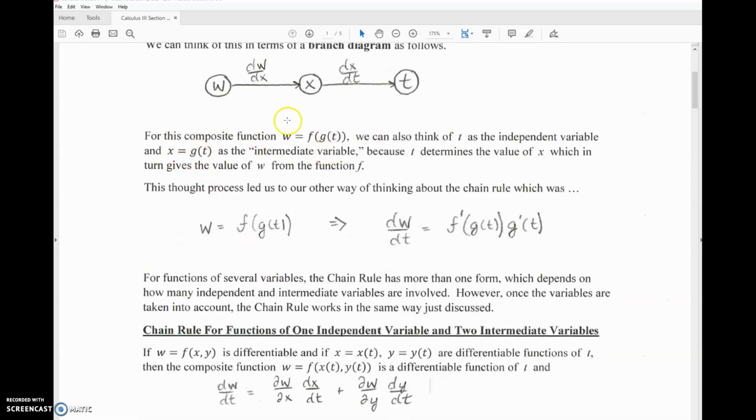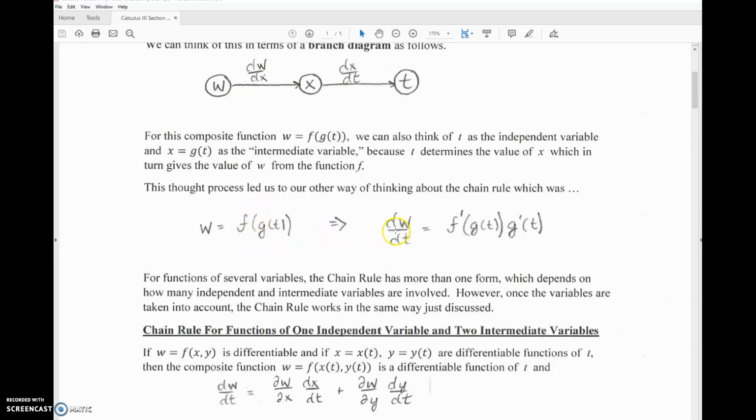Now remember, I just talked about above, but for the composite function w equals f of g of t, we can also think of t as the independent variable and x equals g of t as the intermediate variable, because t determines the value of x, which in turn gives the value of w from the function f. This thought process led us to our other way of thinking about the chain rule: if you plug in g of t for x, you get w equals f of g of t, and now this is completely a function of t.